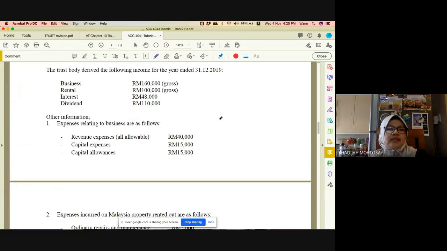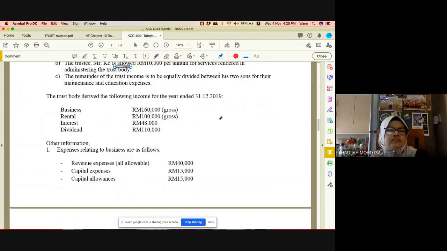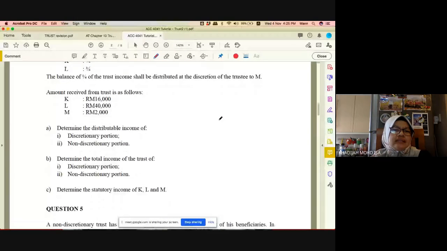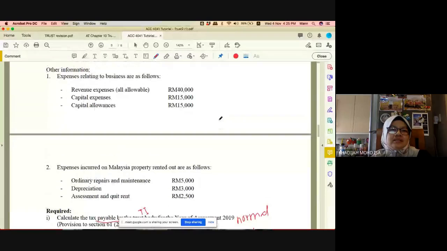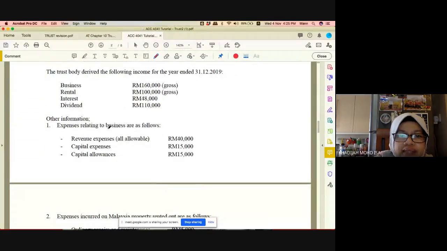Have we discussed question number 5 yet? Not yet. Okay. So in this case, this one is the expenses related to your business. So you have to do adjustment because this one is given as gross. So you have to compute the adjusted income from the business. It means that from your business gross, you can always minus your revenue expenditure. This one you cannot deduct because it's capital in nature. But then from your adjusted income, you minus capital allowance, then you come to your statutory income.